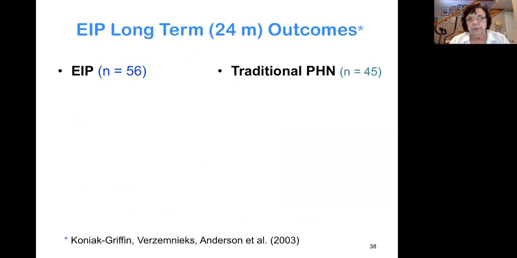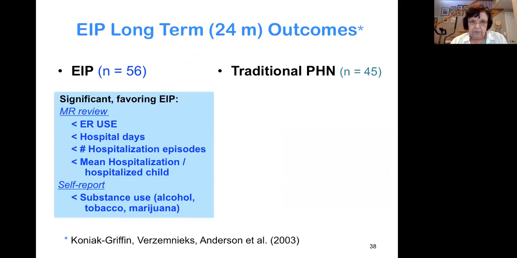So long-term, our 24-month outcomes, statistically significant, favoring the EIP. We had less ER use, and we did full medical records review. And if any of you have been involved in trying to do that, it's a pain to try to get medical records from multiple agencies. So we had to be very persistent, but we got medical records. So it wasn't just maternal self-report.